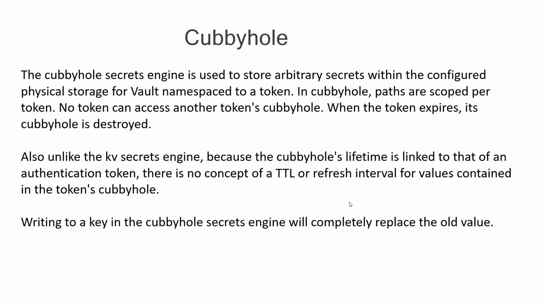The cubbyhole secret engine is used to store arbitrary secrets within the configured physical storage for Vault namespace to a token. In cubbyhole, paths are scoped per token. No token can access another token's cubbyhole. That means there's a namespace concept here: for each token there will be one namespace, and one token cannot access another token, just like that.